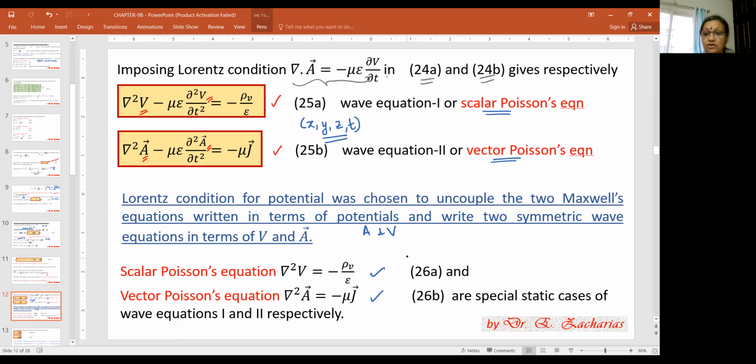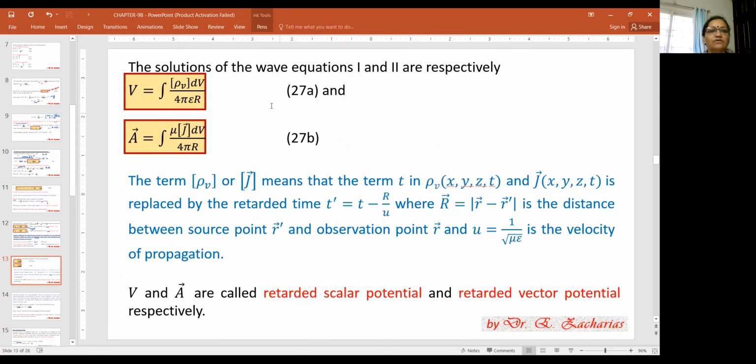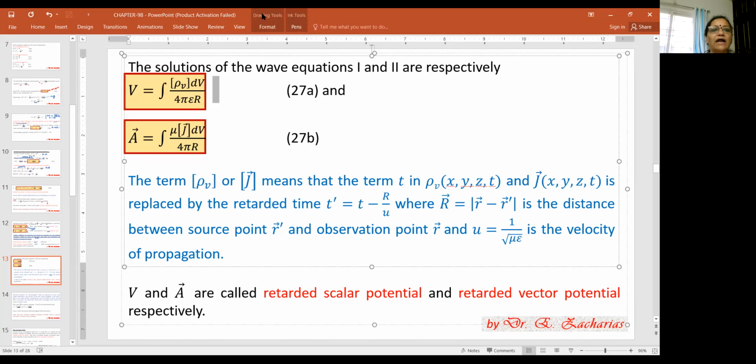Now these are two wave equations, so obviously there will be some solution also to this. The solution for equation 25a will give us V. Similarly, equation 25b will give us the A vector. Let's see that in the next slide. So directly we are giving you the solution. You are having V and you are having A.